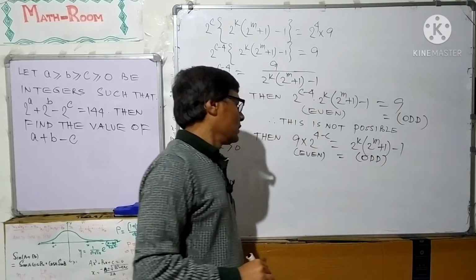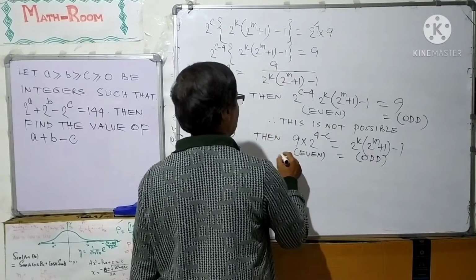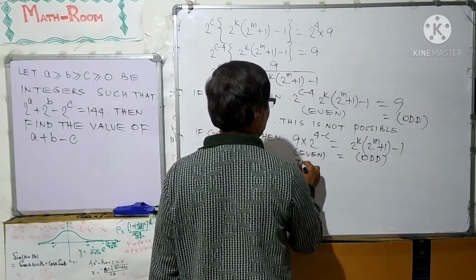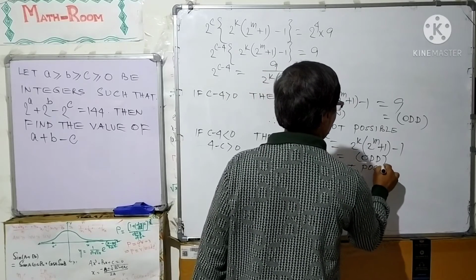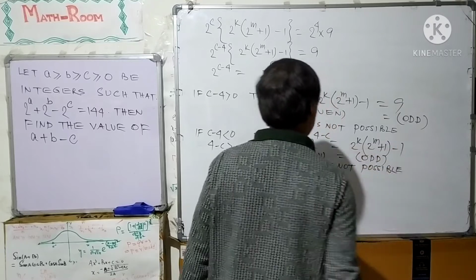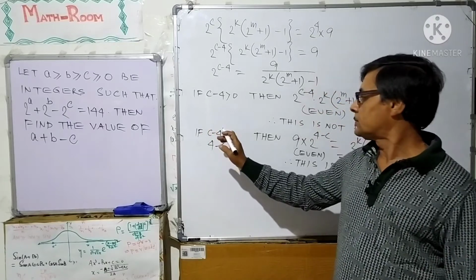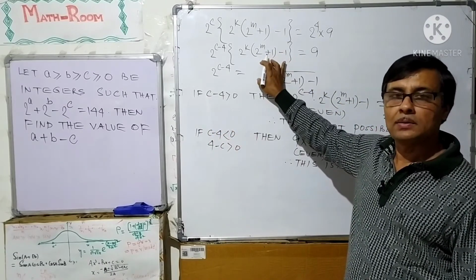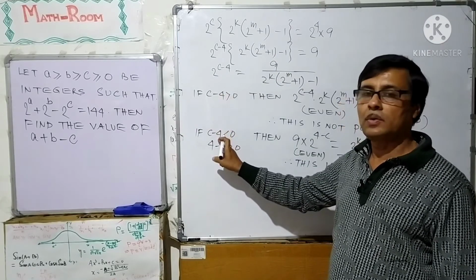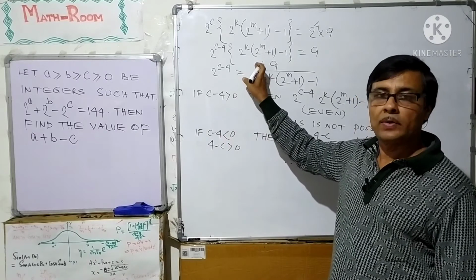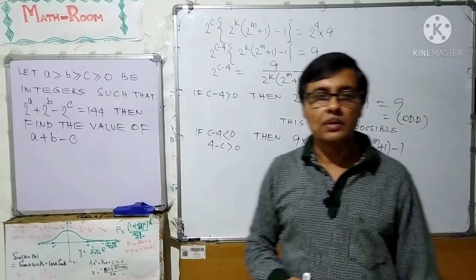An even number cannot be equal to any odd number. So, this is also not possible. So, in both cases, c minus 4 greater than 0 and c minus 4 less than 0, this equality fails to hold. So, this equality holds only when c minus 4 equal to 0.